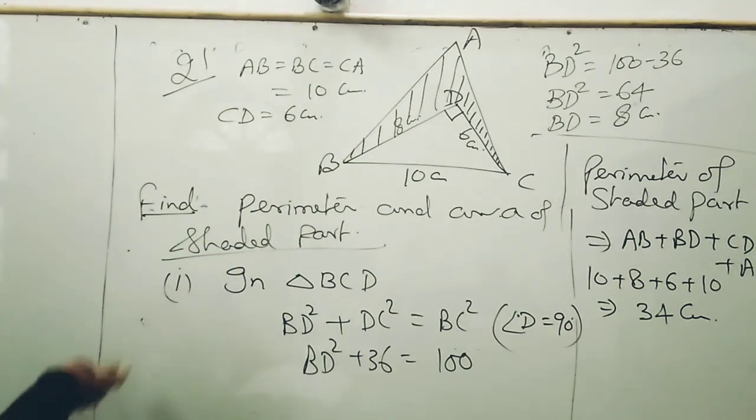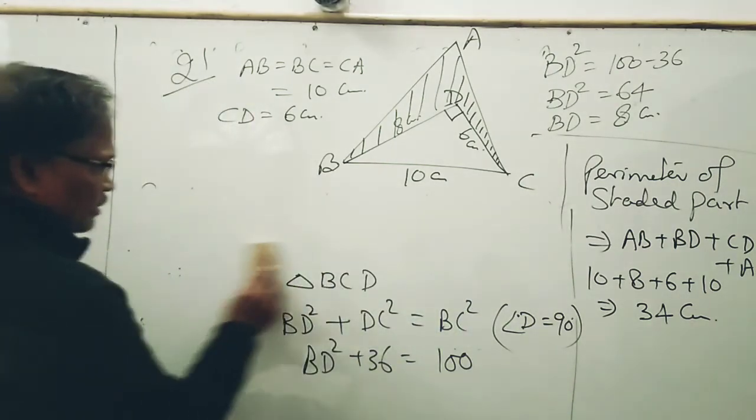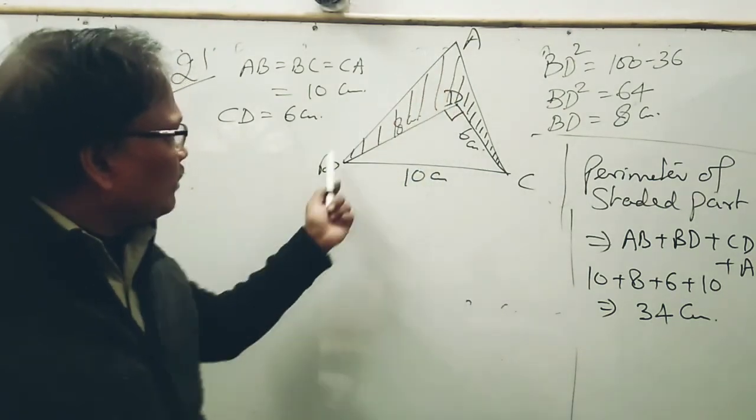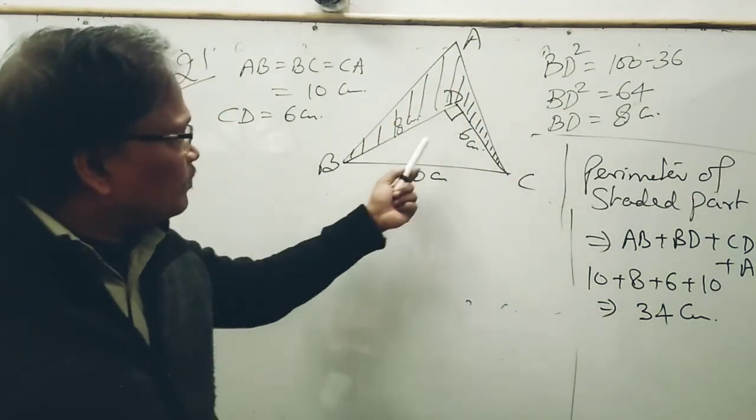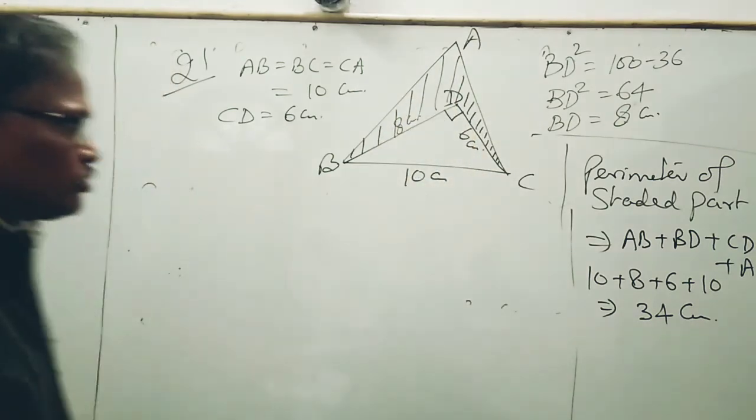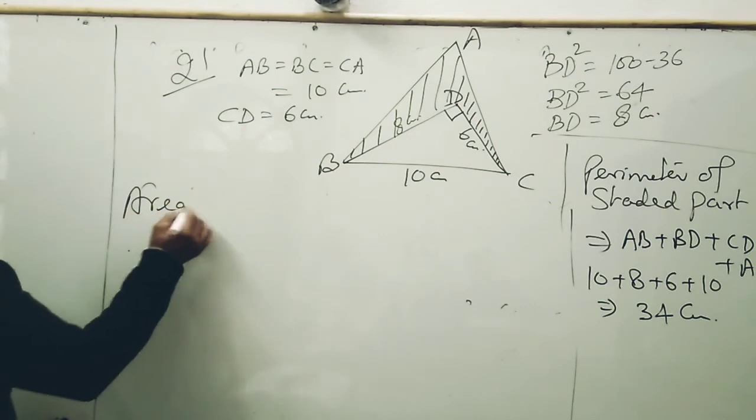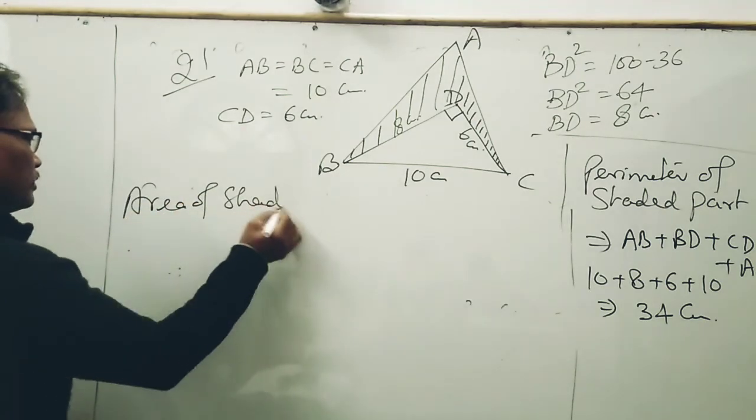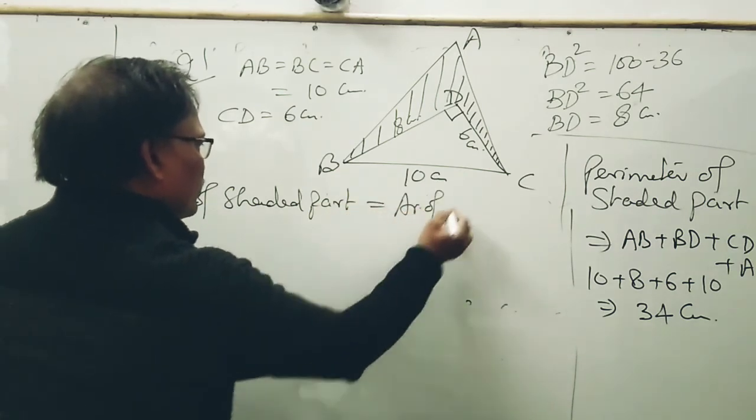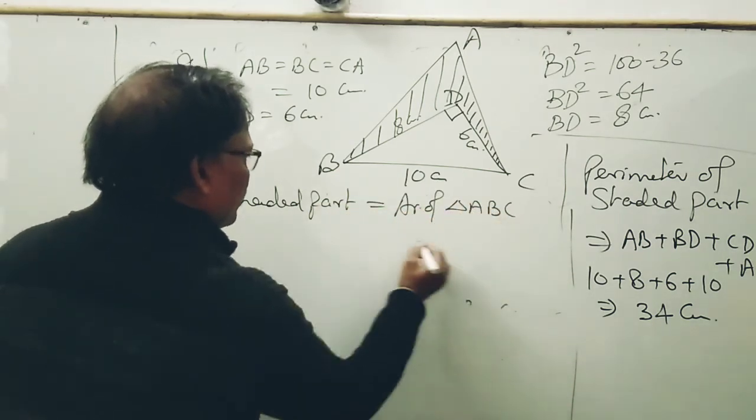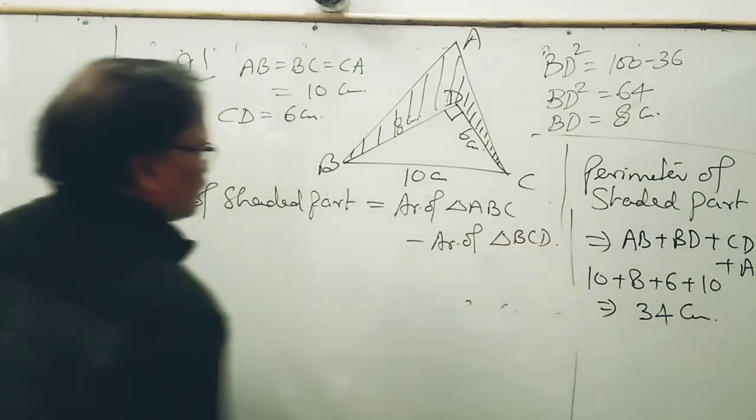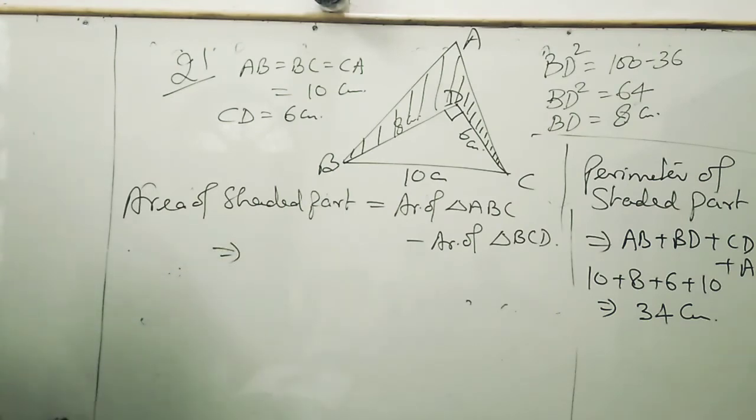And area of the shaded part. As you can see, if you find the area of the ABC and subtract the area of this part, you will get the area of the shaded part. तो सबसे पहले इसमें लिखना है area of shaded part is equal to area of triangle ABC minus area of triangle BDC and BCD.